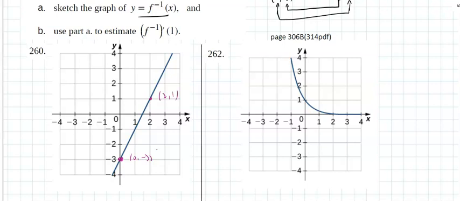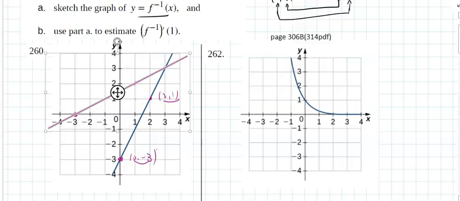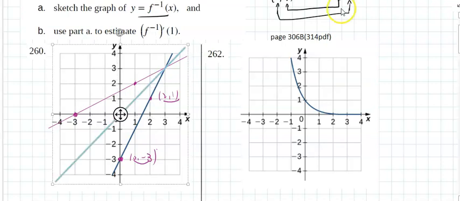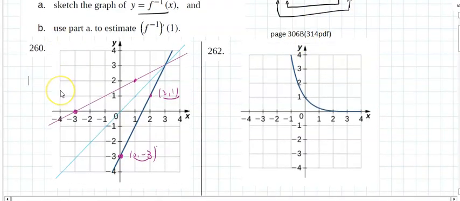Switch x with y. If you switch x with y, that becomes (-3, 0). And switching x with y, that becomes (1, 2). If it's a straight line, connect those with a straight edge, a ruler, and there's your inverse. Now you should know a graph and its inverse are symmetric with respect to the line y = x. If you draw a line cutting the quadrant exactly in half, the graph of f and its inverse should be symmetric. That means if you take one of them, paint it, and fold it about the line y = x, it should overlap.